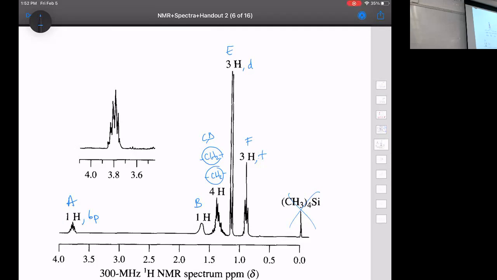Because it's a quartet, which means it has to be next to hydrogens. So it could be like a CH2 and CH, except that we don't have any CH2 next to it. So it has to be next to a CH3, and if all the hydrogens are there, they can't be.